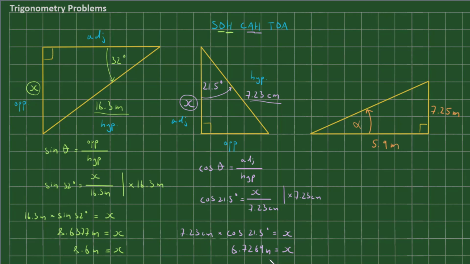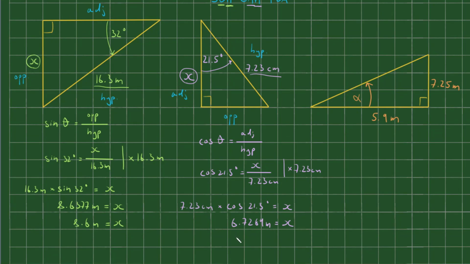Both of the measured quantities have 3 significant figures, so the result should be rounded to 3 significant figures too. So this would become 6.73 meters. All right, let's look at the last triangle.